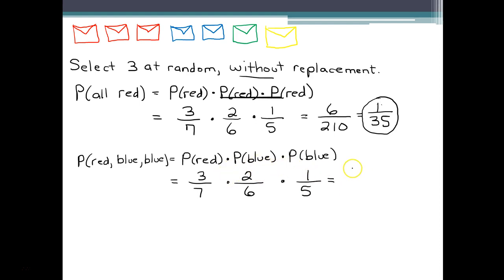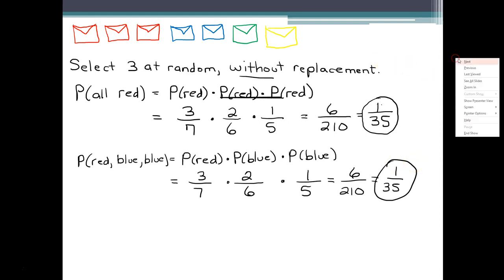3 times 2 times 1 is 6. 7 times 6 times 5, 210. So you end up getting the same answer as the previous problem, but for different reasons. So there you go. Okay, so pay attention to whether it says with replacement or without replacement.